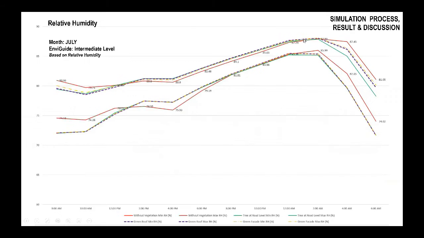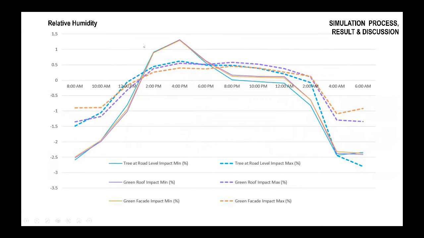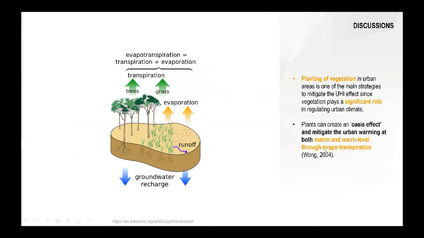And this is the pattern, how the intervention changes the relative humidity. And here we can see from 2 p.m. to 12 a.m., the relative humidity is increased, and the rest of the time, the relative humidity is decreased. And this is the impact on the relative humidity, where we can see it has much more impact on the minimum relative humidity than the maximum relative humidity, which is shown with the solid lines. So we can say the evapotranspiration is having an excellent effect in reducing the urban heat island effect.